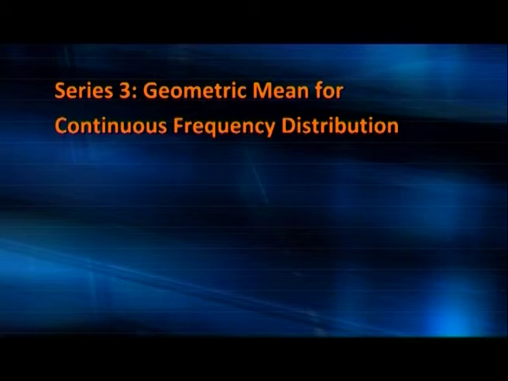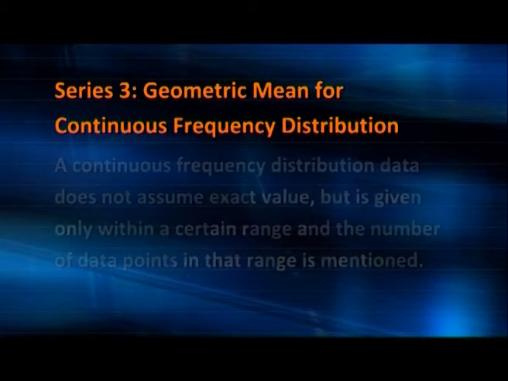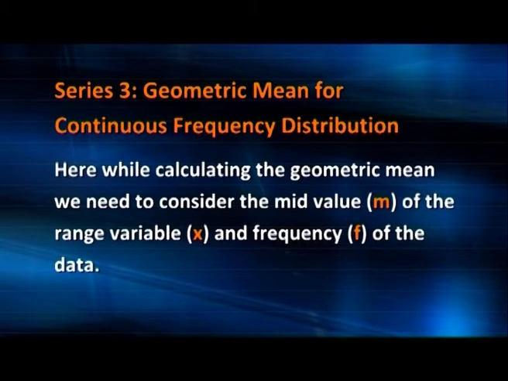We shall now look at the computation of geometric mean for continuous frequency distribution. A continuous frequency distribution data does not assume exact value, but is given only within a certain range, and the number of data points in that range is mentioned. Here, while calculating the geometric mean, we need to consider the mid-value m of the range variable x and frequency f of the data.